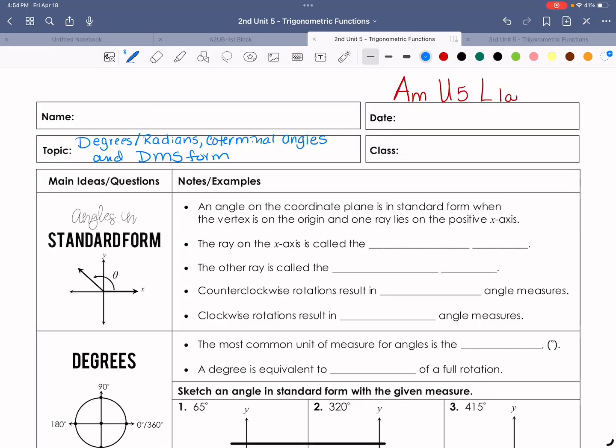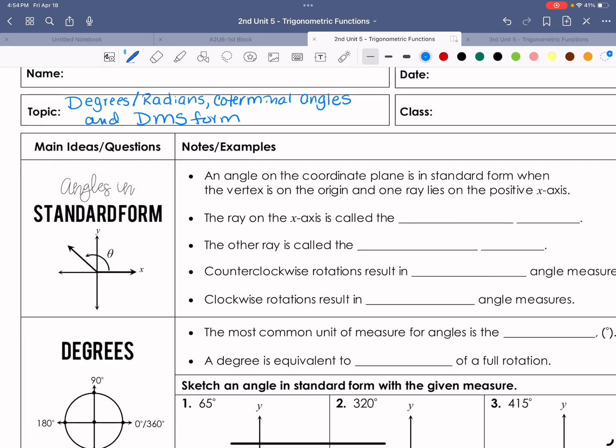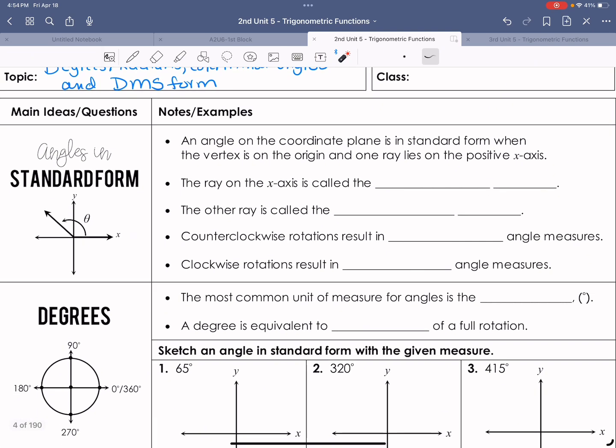Okay, this is section AMU5L1a, and it's all about trig. We're going to talk in this lesson about degrees versus radians, coterminal angles, and the DMS form, which means degrees, minutes, and seconds, of describing angles. All right, so let's get into the vocabulary first of all.